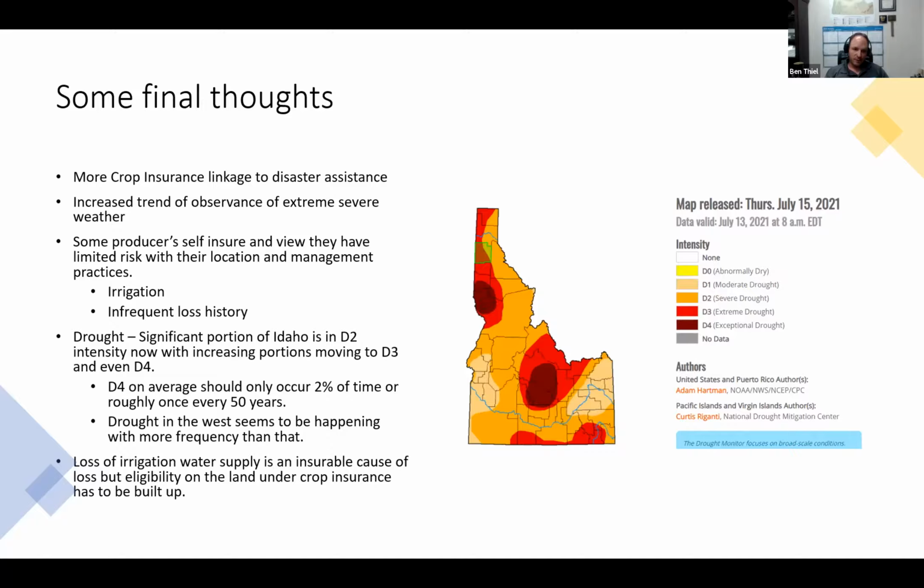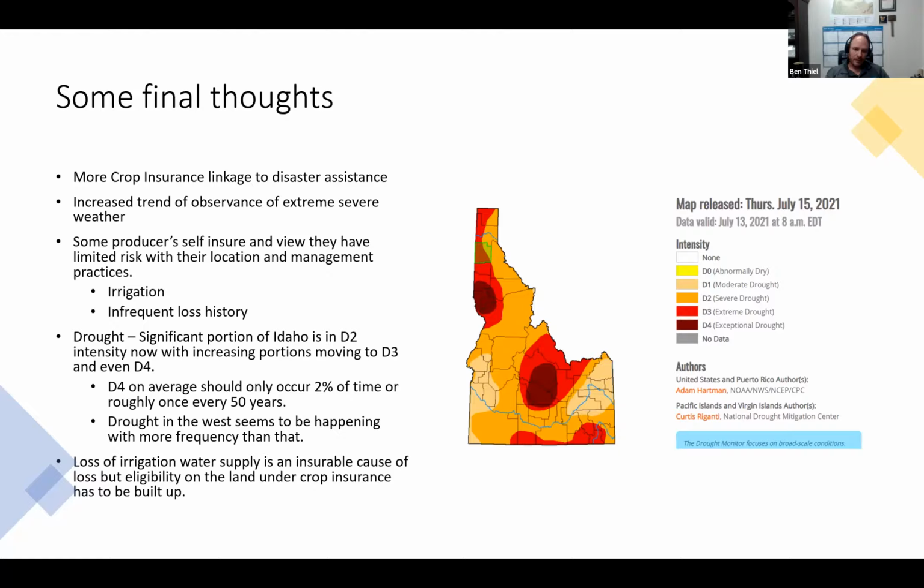Drought: a significant portion of Idaho is in D2 intensity now, with increasing portions moving to D3 and even D4. To make a special note about D4, this means the event should only occur 2% of the time, or roughly once every 50 years. But that dark color is getting bigger. Drought in the West seems to be happening with more frequency than once every 50 years, at least at D4.